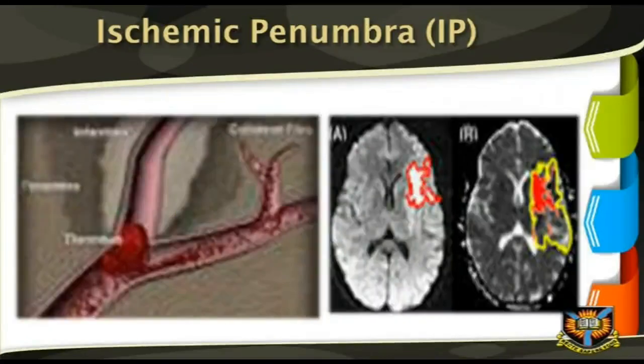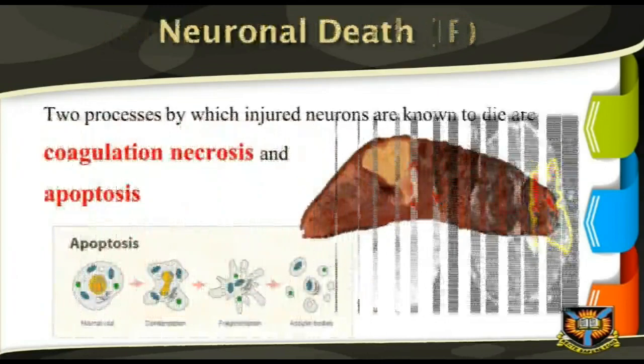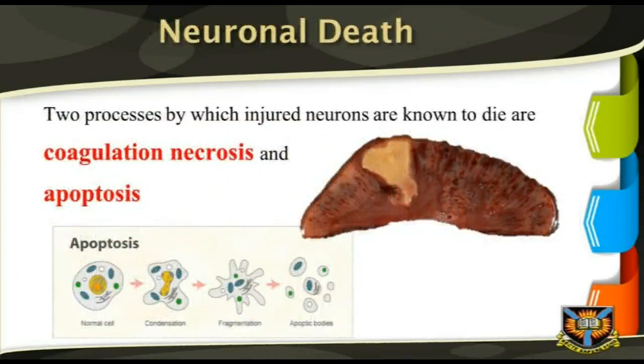Sustained increases of synaptic glutamate and extracellular potassium ions are closely associated with the development of SWD. Glutamate receptor antagonists that block transmembrane calcium flux and prevent intracellular calcium accumulation are known to suppress SWD. Hypoxic or rapid depolarization eventually supervenes just before irreversible neuronal death. The two processes by which injured neurons are known to die are coagulation necrosis and apoptosis.